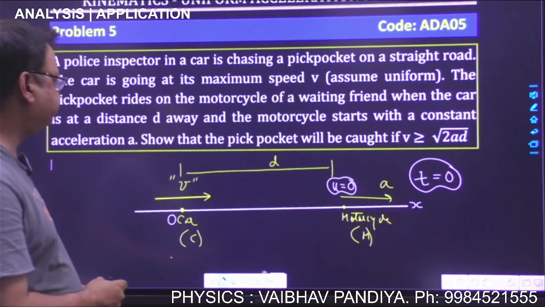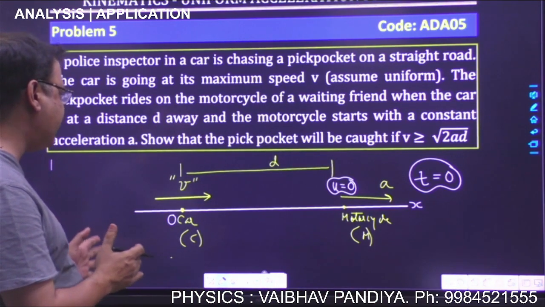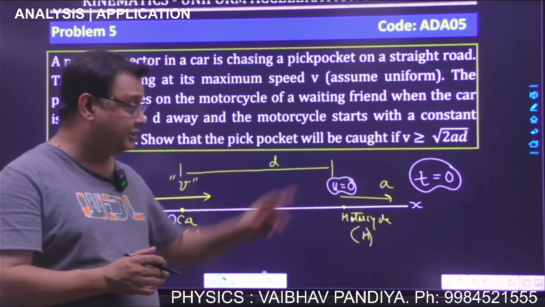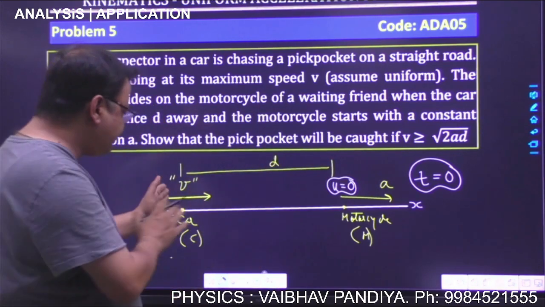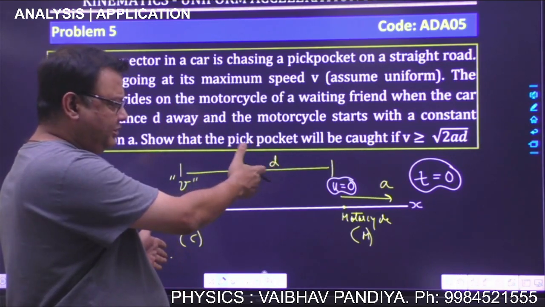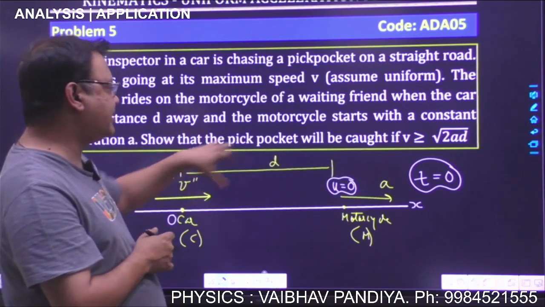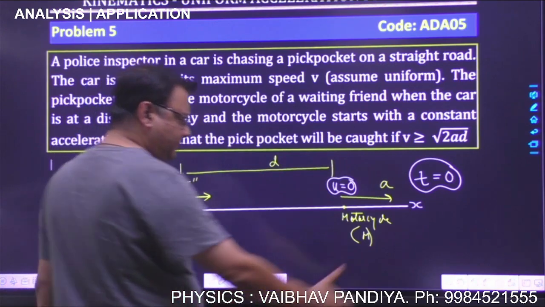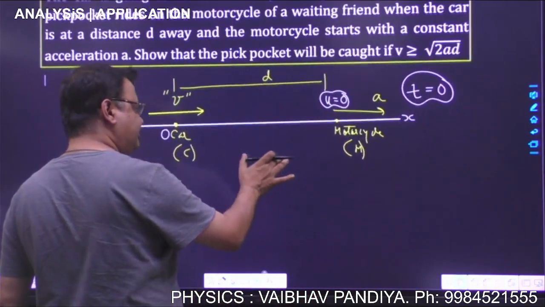Got it? Now we also have to prove that the pickpocket will be caught if V has a certain minimum value, that is, V must be greater than or equal to root of 280. That is common sense: there must be a certain critical minimum value for the speed of the car, otherwise the pickpocket will escape with the motorcycle. So we have to prove that the police car must have a minimum speed, which will be given by root 280. We know whenever particles meet, collide, or are caught, they have the same position.